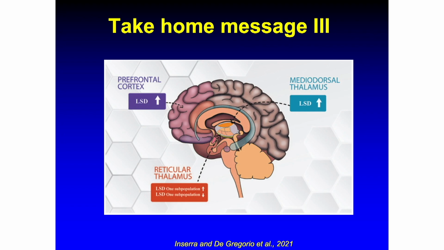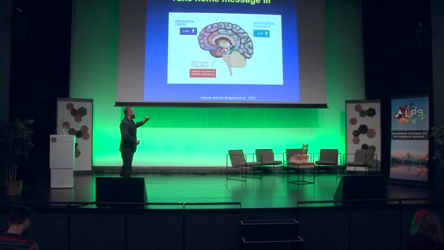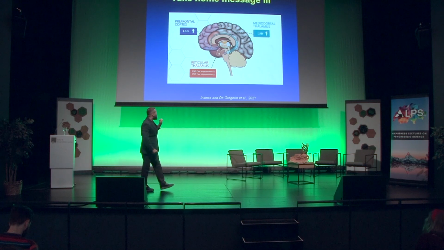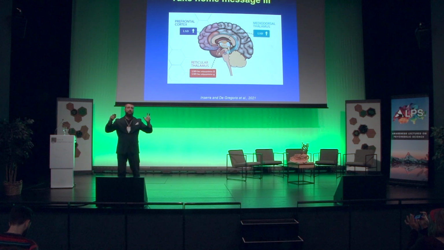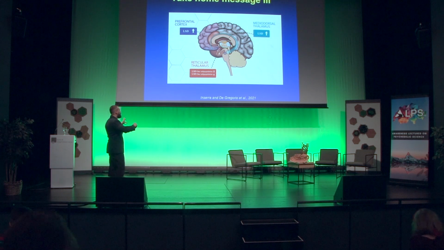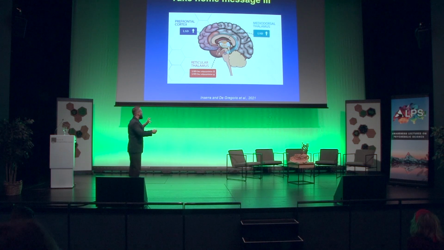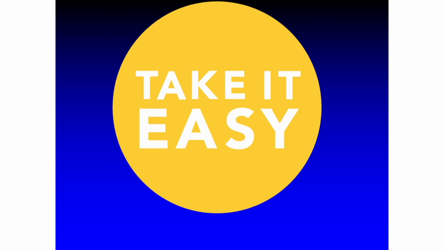in the mediodorsal thalamus, and the reticular thalamus was particularly interesting because we found two different kinds of subpopulations of GABAergic interneurons. Some neurons responded with an enhancement of neuronal activity, other neurons responded with a decrease. We haven't yet investigated why those different subpopulations responded in a different way. Probably it will be one of the next steps.